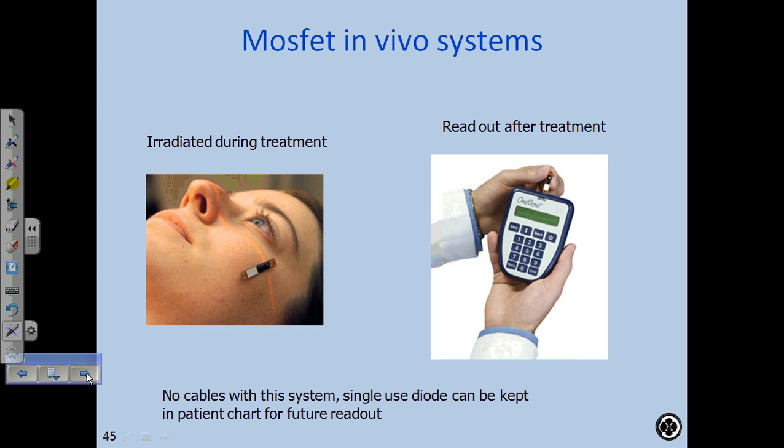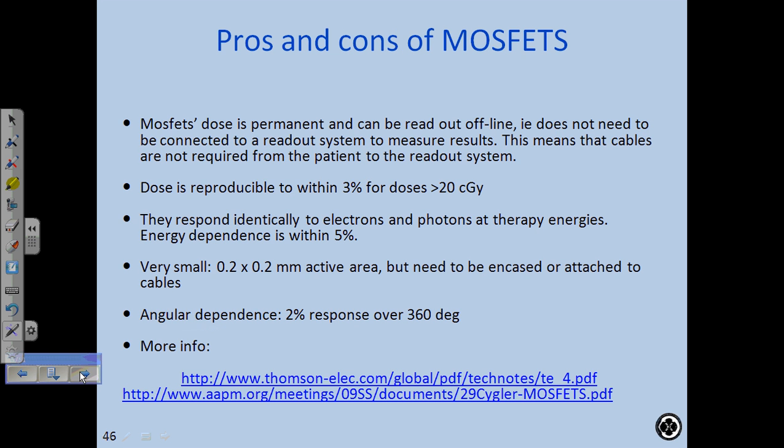Okay, pros and cons of MOSFETs. MOSFET's dose is permanent. It can be read out offline. In other words, it doesn't need to be connected to a readout system. This means the cables are not required, although some of them do have cables. Dose is reproducible within 3% for doses greater than 20 centigray. They respond identically to electrons and photons. So remember, with the diodes, you have to have different diodes for different energies. You don't need that with MOSFETs. That's the nice thing about MOSFETs. And their energy dependence is within 5%, which is not great. So you've got to watch out for that.